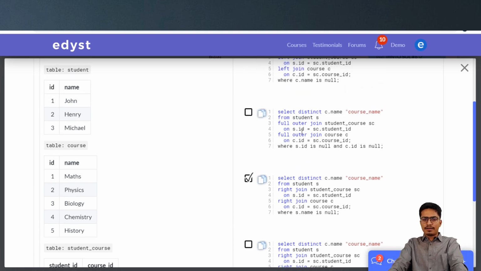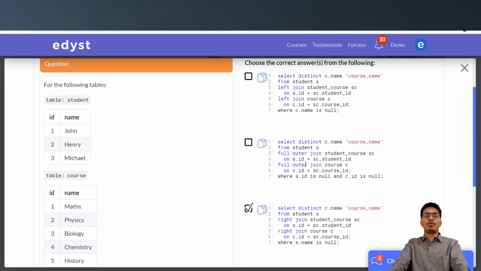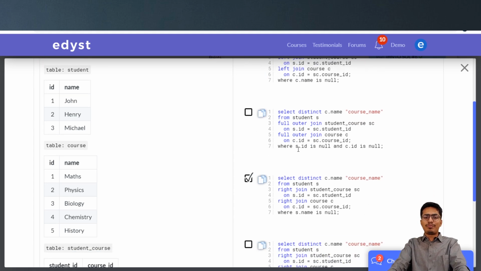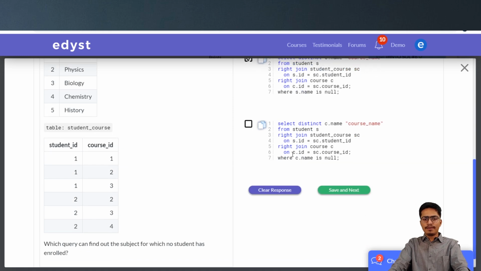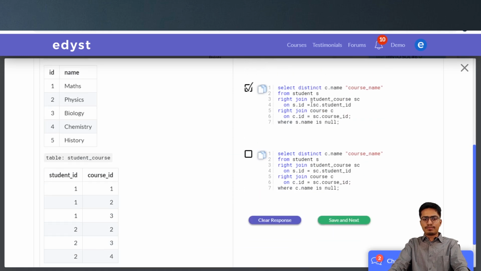A full outer join could also give you the answer, but the problem here is that you're saying both student ID is null and the course ID is null, which can't really happen. Because if a course exists, it is going to come in the final output, and your course ID can't be null. So the only condition that could have been true is if student ID was null. So this query is not going to give you the answer either. So this is pretty much the only query that will.